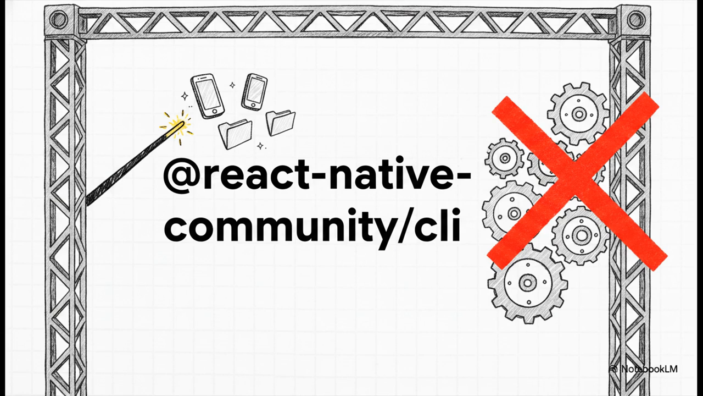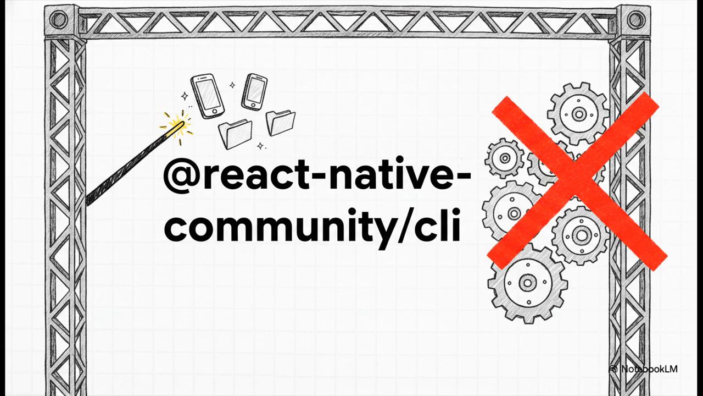Next up is scaffolding the project. Notice we're using the React Native Community CLI to initialize our app here, rather than Expo. Why? Because we need full, unrestricted native file access for this course. This command creates those essential iOS and Android folders that Antigravity will read and write to directly.